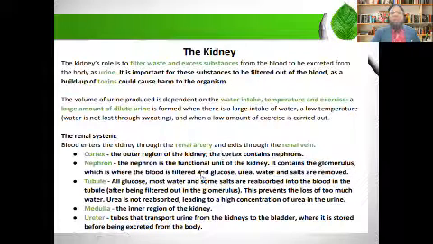So nephron, you see here, the functional unit of the kidney. It contains the glomerulus, which is where the blood is filtered and glucose, urea, water, and salt are removed. Now the tubule. In the nephron, there is a cup-shaped structure. This is called the Bowman capsule. Inside the Bowman capsule, there is a tubular structure that we call the glomerulus. We will also discuss its diagram after this slide. The medulla is the inner region of the kidney, and the ureter is connected to the kidney and goes to the bladder. Now come to the diagram.